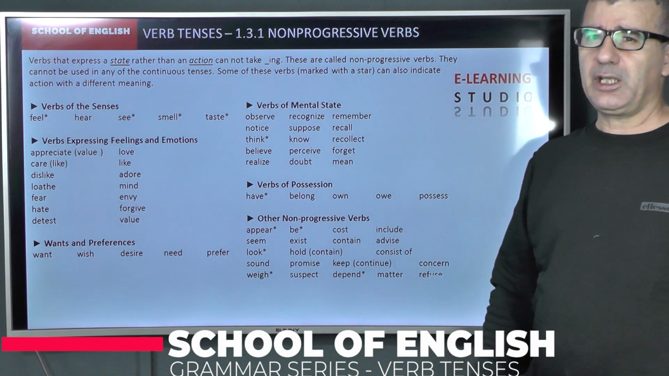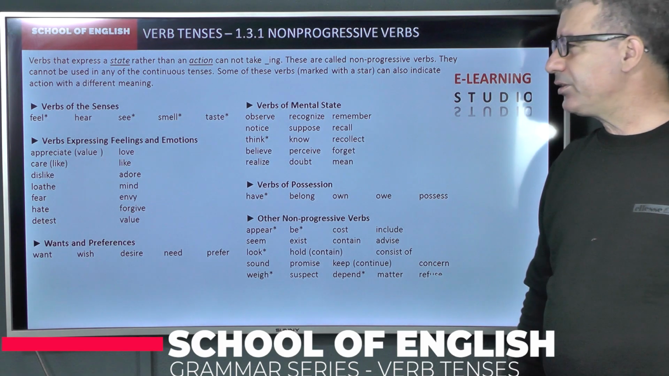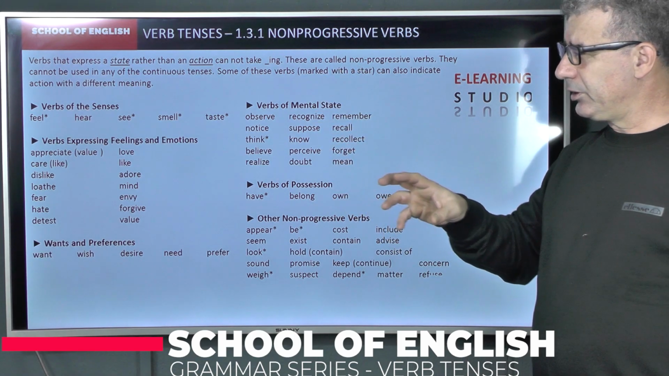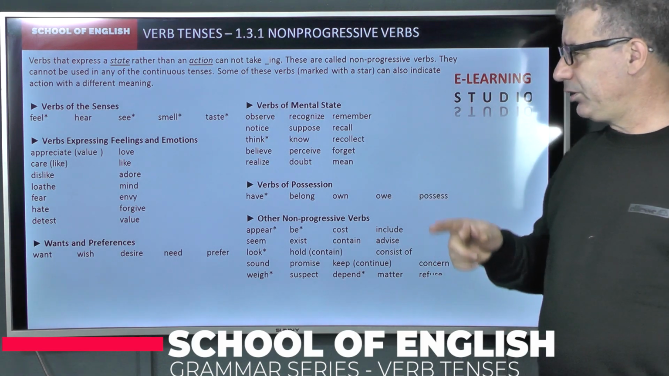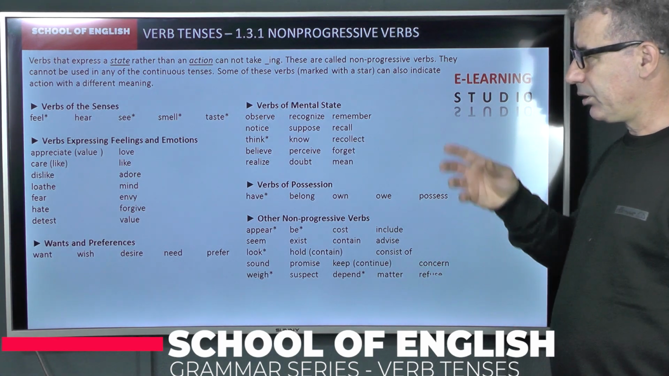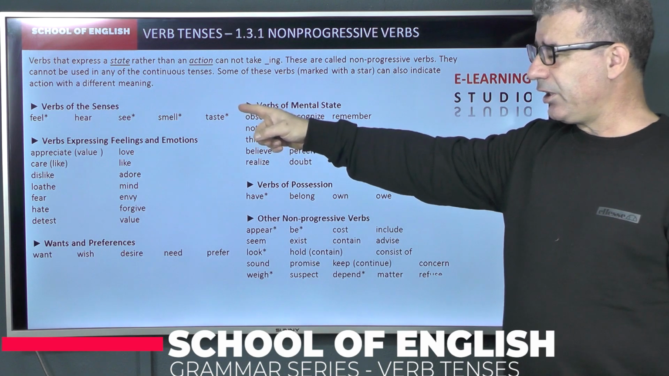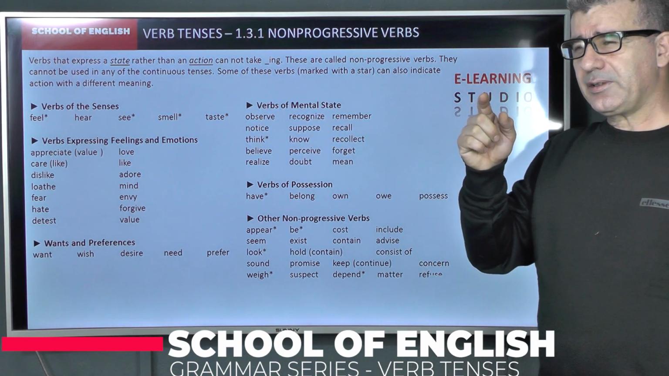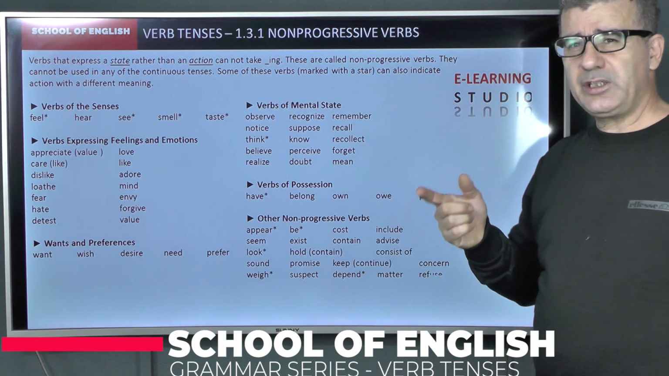Okay, now we have a general idea about non-progressive verbs and a list chosen among the most used ones. Now in the second part, we'll have a look at the exceptions. What do I mean by exception? I mean the verbs with stars here. And we'll see their meanings not only indicating state, but also indicating action with their examples.